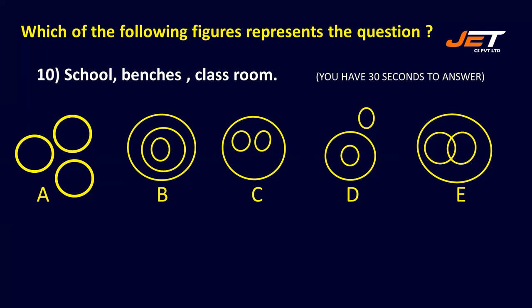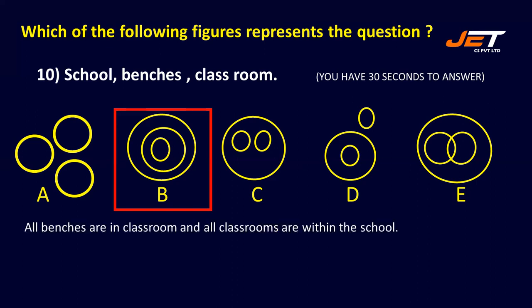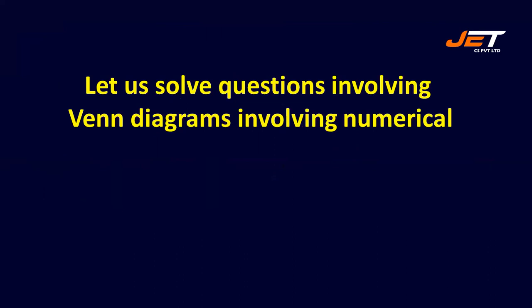We have schools, benches, and classroom. So 5 options are given. We need to choose the correct option. The correct option is B. Yes, because all benches are in classroom and all classrooms are within the school. Right. So let us solve questions involving Venn diagrams, involving more of numericals. Yes.